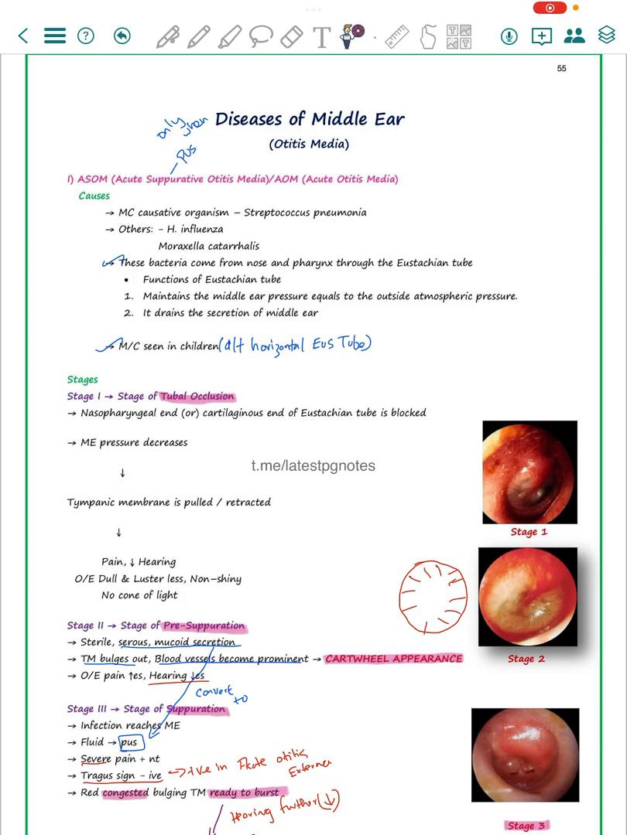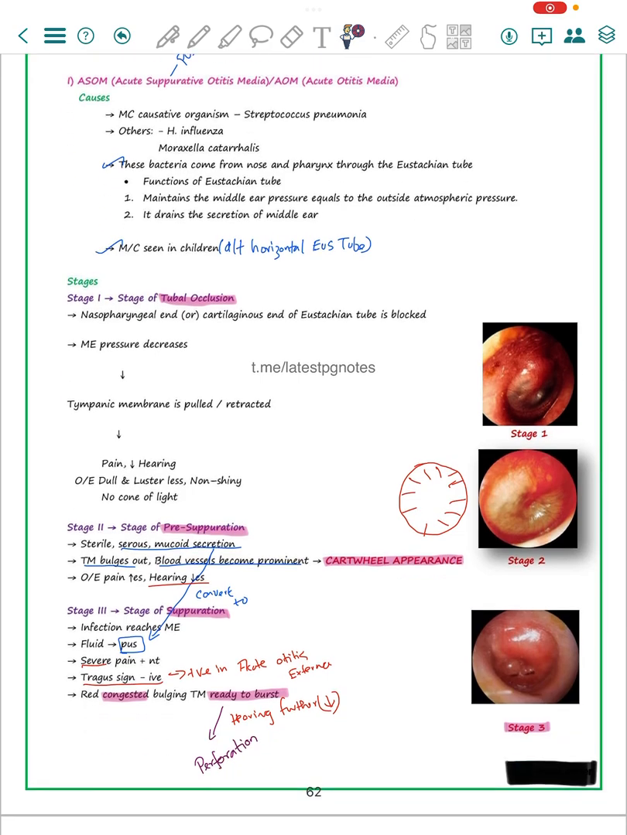You need to know how the infection spreads. Usually this bacteria comes from the nose and pharynx and then through the eustachian tube. From there it causes the infection in the middle ear. It is most commonly seen in children due to the presence of a small or horizontal eustachian tube. Okay, this acute suppurative otitis media occurs in 4 stages.